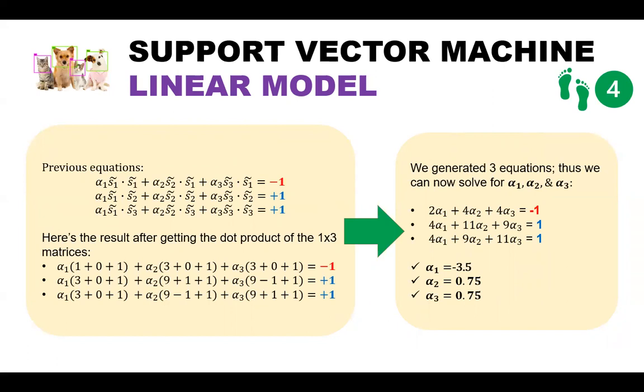And this is very simple because it's just a 1/3 matrix multiplied by a constant. So applying the indicated operations here, A1 is equal to -3.5, still a negative number. A2 is now equivalent to 0.75, and also A3 is 0.75.